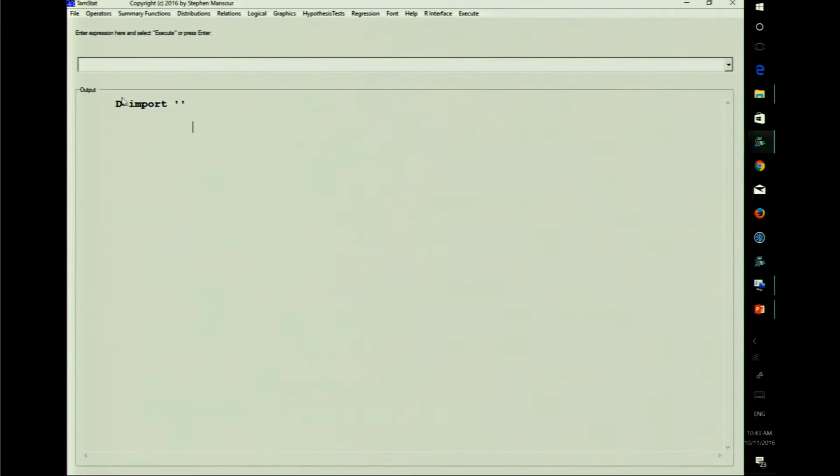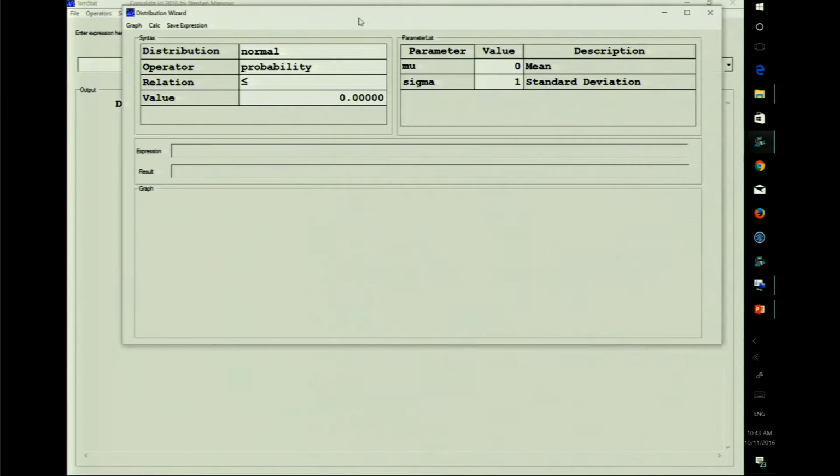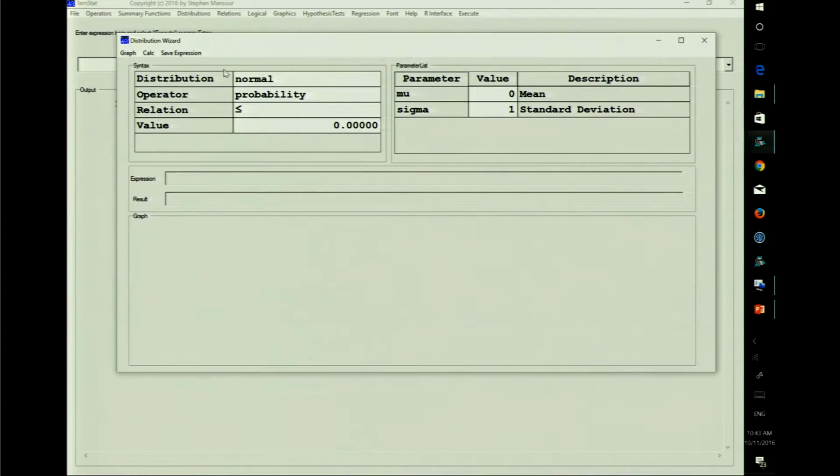And so what does it look like? Basically, it comes up, and over here we have a distribution. I have one function for each distribution. Many systems like Excel have lots of different functions for each distribution. What I did was I take a simple distribution and pair it with an operator and a relational function.